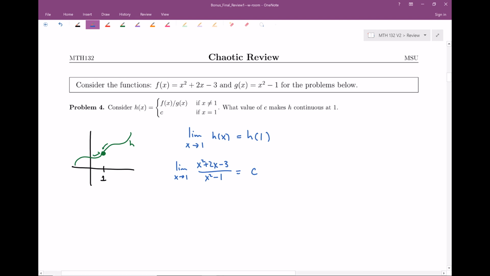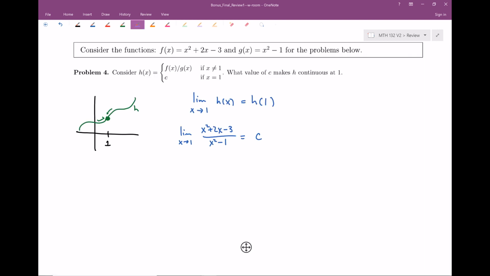And so now we need to think back on how to evaluate limits. Usually the first thing I do in evaluating a limit is see what happens if I just plug in 1 everywhere I see an x. In the numerator I'd have 1 plus 2 minus 3, and in the denominator I'd have 1 minus 1. So 3 minus 3 is 0, over 1 minus 1, which is also 0. So I'm in this 0 over 0 situation.